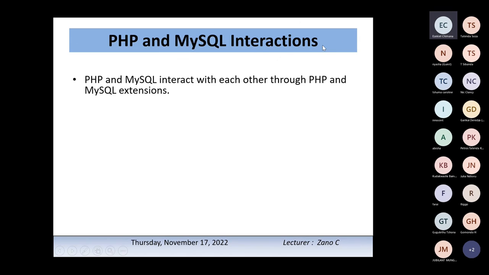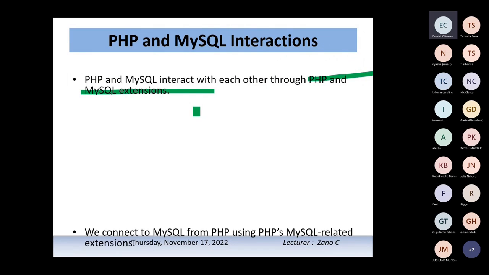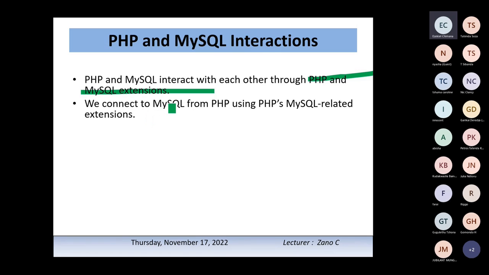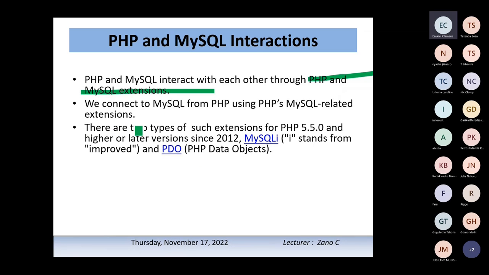I think this part is also very important in your exams because it actually comes with a lot of marks. PHP and MySQL interact with each other through PHP and MySQL extensions. So we connect to MySQL through PHP using PHP's MySQL related extensions. There are two types of such extensions for PHP 5.50, though even now, I think we are at PHP 9 point something.